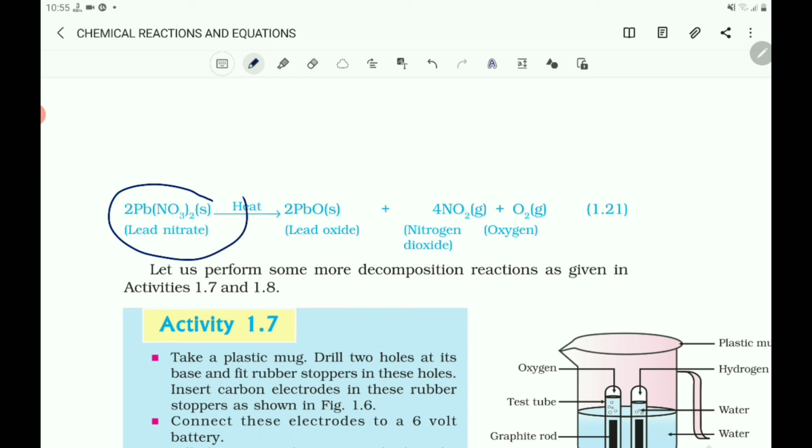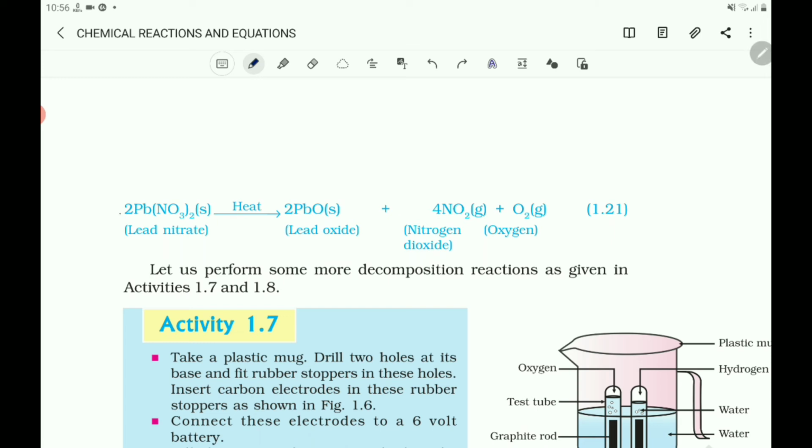This is the lead nitrate, and it is broken down into 3 different products. One single reactant gives 3 different products, so it is a decomposition, and also it is thermal decomposition. Why is it thermal decomposition? Because on heating, the lead nitrate is broken down into 3 different products. As heat is used for this decomposition, it is also thermal decomposition.